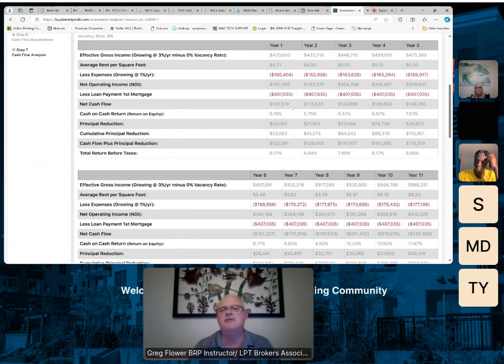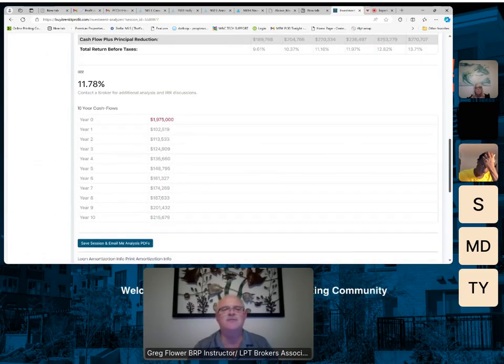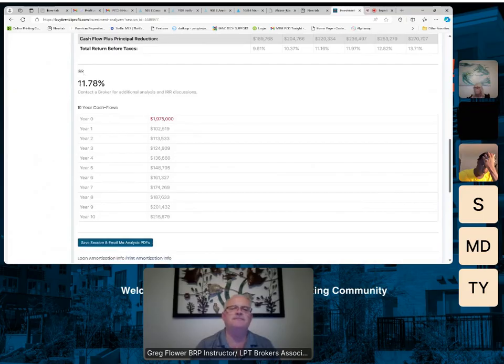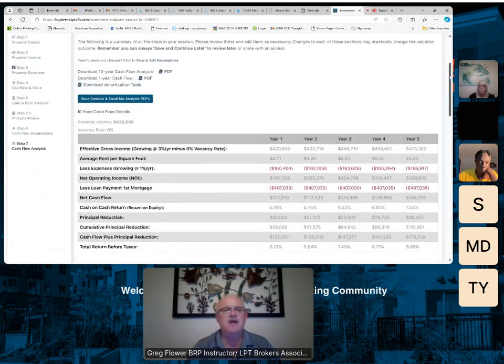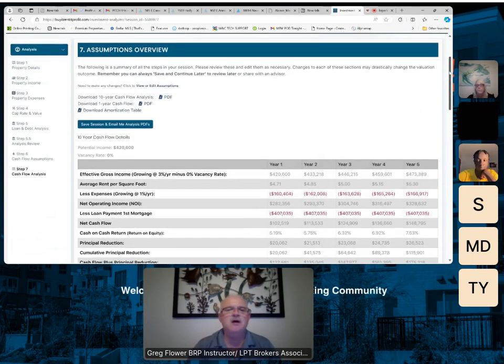Net cash flow, $102,000 just in year 1. Our IRR is not going to go up too much. Yep, just under 12. But just making those couple of changes, man, you can't beat it. Got to love it. So here's a couple other things on this deal analyzer.